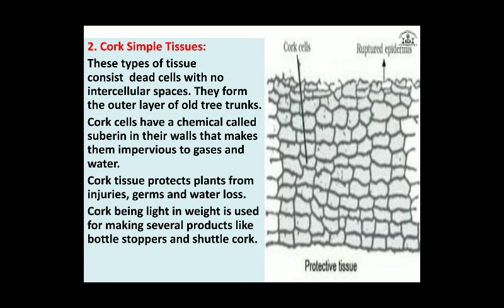And cork is light, so it is used commercially for making several products like bottle stoppers and shuttlecocks. So even in the badminton which you play, the shuttlecock, that part is made up of this cork simple tissue. So in the next video we will be studying about the complex tissues. Thank you.